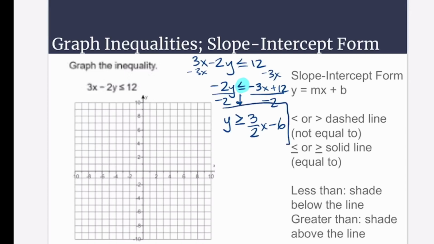So here is our line that we're going to be graphing. Our y-intercept is at negative 6. Our slope is 3 over 2. So we're starting at 0, negative 6. And for the slope, we're going to move up 3 and right 2. Up 3, right 2, and again.